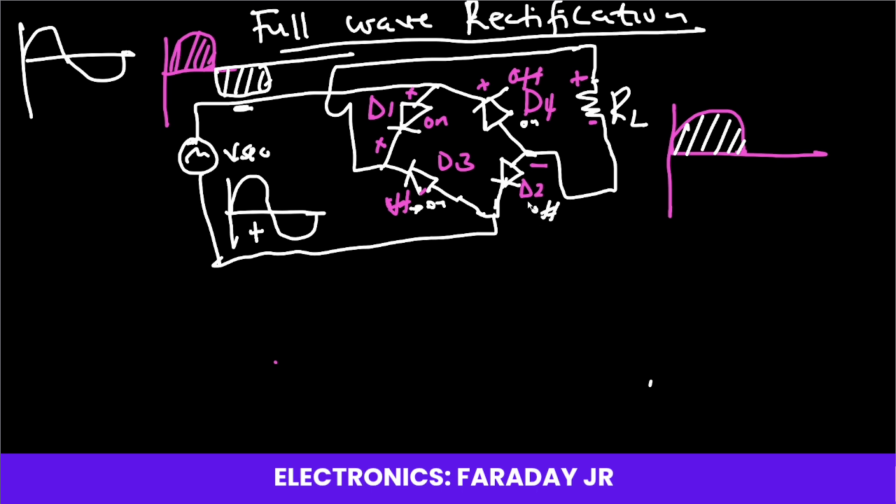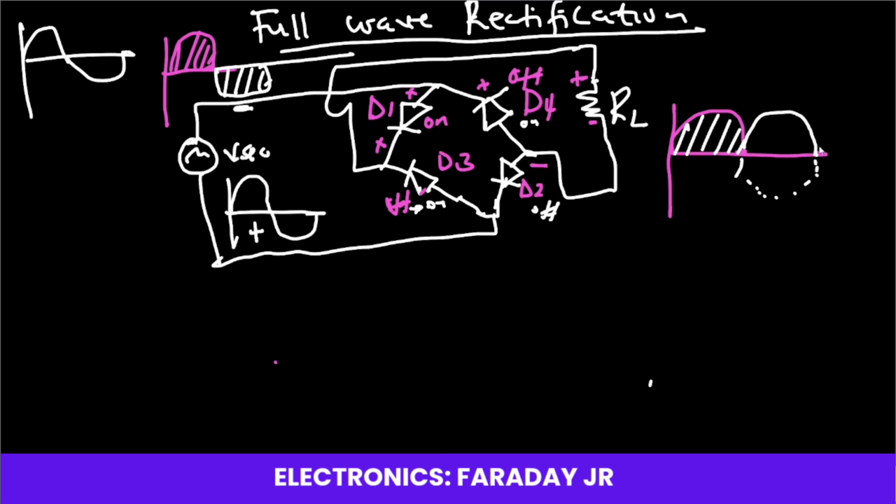Realize that at the initial point, the positive half cycle, D1 wasn't allowed to conduct in the negative, but the positive was allowed to conduct. So the negative wasn't allowed to conduct, but the positive part of it is what is allowed to conduct in the other direction.